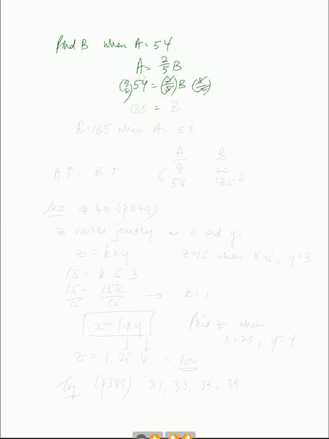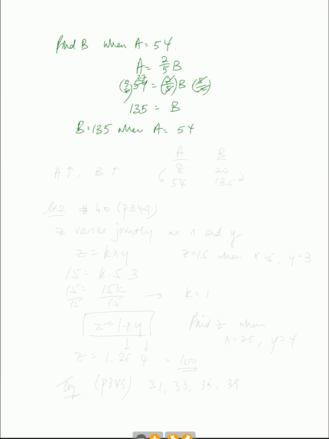And I'm allowed to cross over B because this is multiplication, and multiplication is commutative. Okay, so I can switch the order. And so B is left alone, which is what I want. And 2 into 54 is 27. And 27 times 5 is 135. So that's the answer. So it says that B is 135 when A is 54.